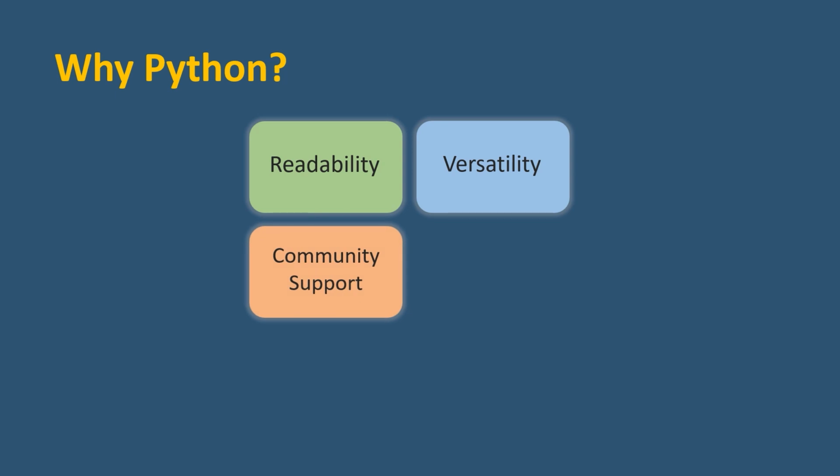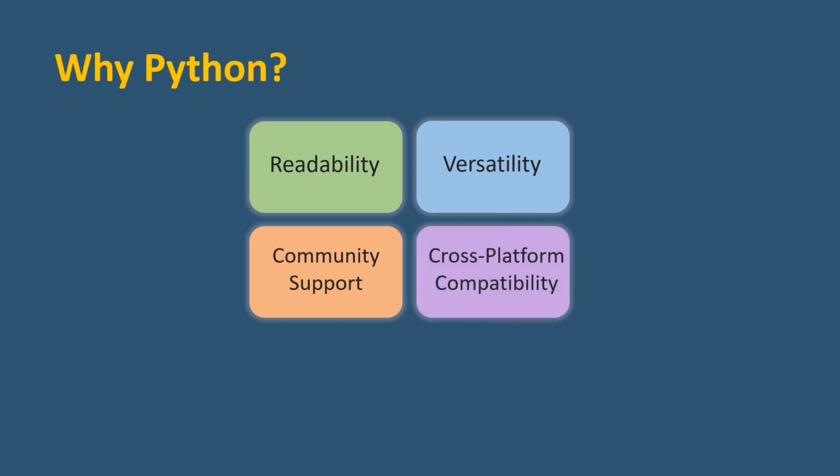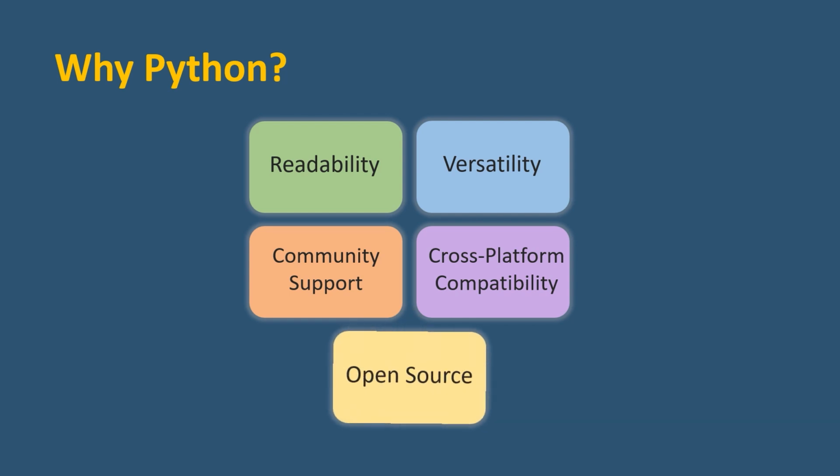Community support. Python has a vibrant and active community of developers who contribute to its development, create libraries and frameworks, and provide support through online forums, tutorials, and resources. Cross-platform compatibility. Python is available on all major operating systems, including Windows, macOS, and Linux, making it easy to write code that can run on different platforms without modification. Open source. Python is free and open source, meaning that anyone can download and use it without cost, and its source code is freely available for modification and redistribution.